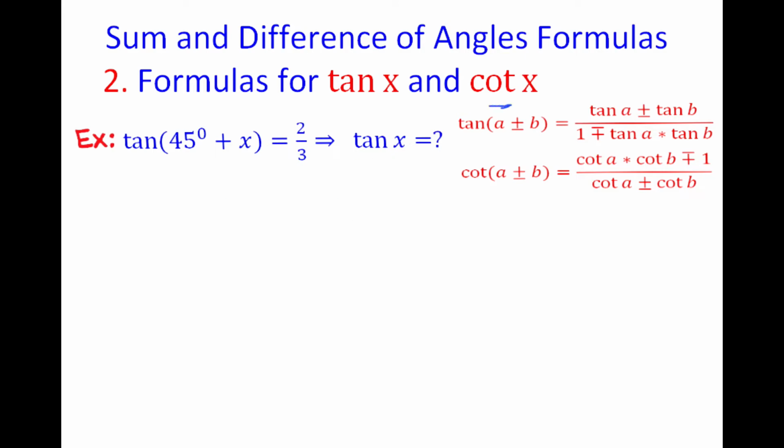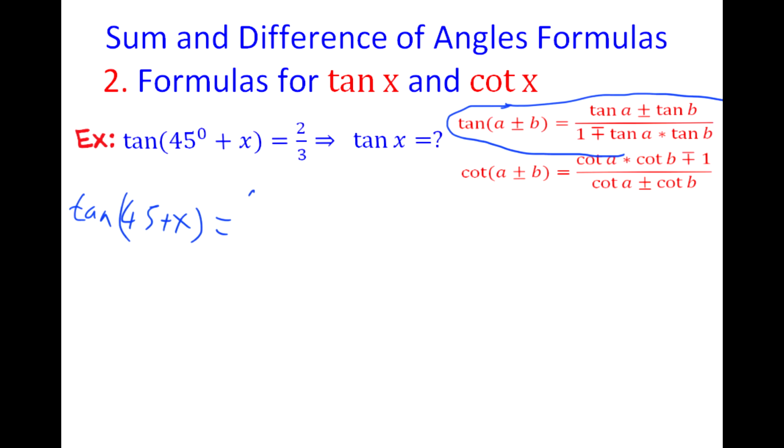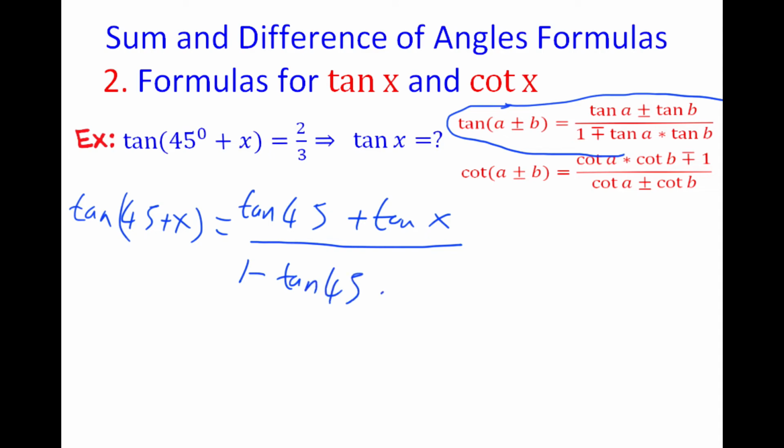Here we're going to benefit from this formula, guys, which is the first formula, right? So A is 45 and B is x. That's all what I'm going to do here. So once you do it, then we're going to have tangent 45 plus x, and that is equal to, guys, tangent 45 plus tangent x divided by 1 minus tangent 45 times tangent x, guys. And this is equal to 2 divided by 3, guys.